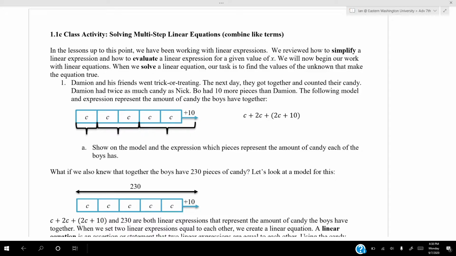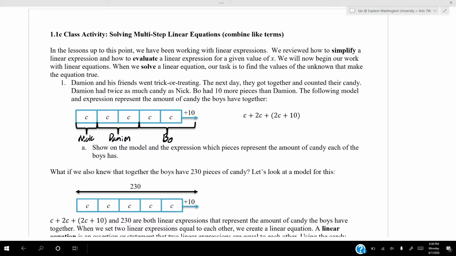So we created a model for this. This number C is going to be Nick. We know that because Damien has twice as much, and as we're going to see, this is 2C. So this has to be Damien. Because we're comparing all of this to Nick, that's why we know Nick has C. And then Bo had 10 more, so Bo had 2C plus 10. Now we showed on the model where each of these belong.